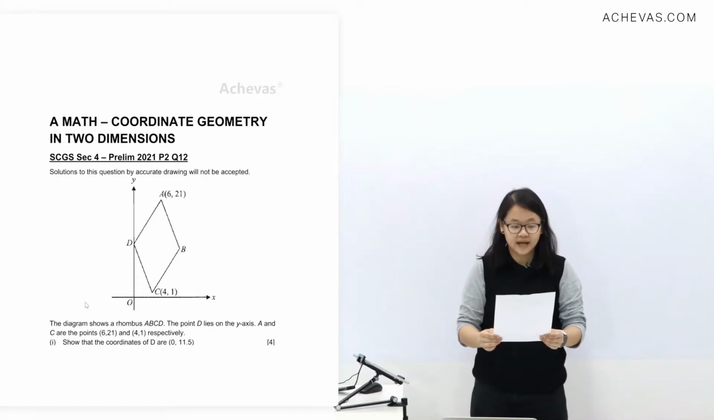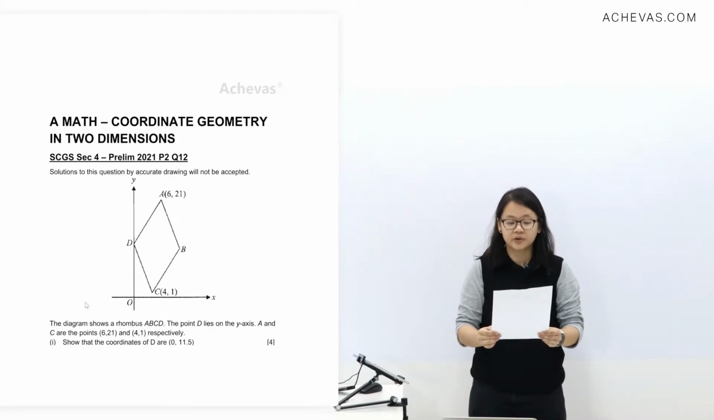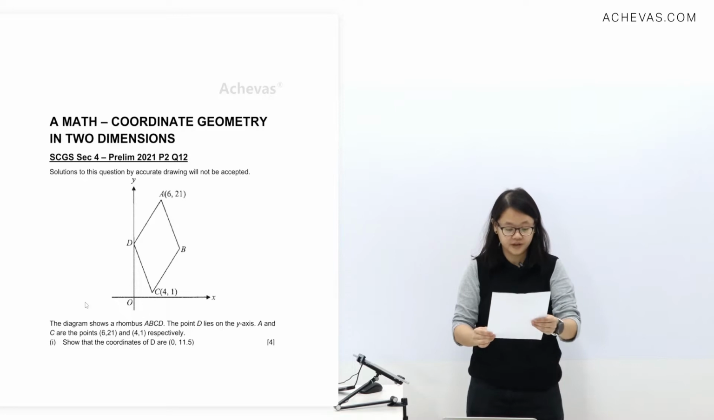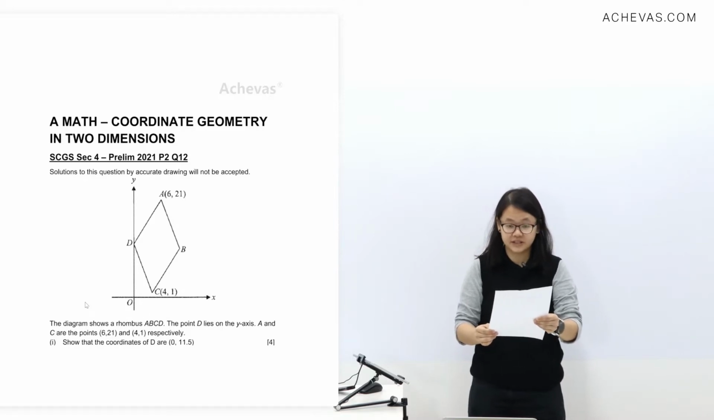We're going to take a look at SCGS Sec 4 Prelim 2021 Paper 2 Question 12. The diagram shows a rhombus ABCD. The point D lies on the y-axis. A and C are the points (6, 21) and (4, 1) respectively. Show that the coordinates of D are (0, 11.5).